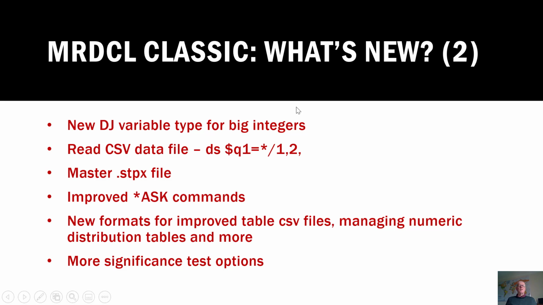We've also brought in a new variable type to cope with big integers, because there's some very big integers that are being analysed now, and that's something that I think people are finding a benefit. CSV files, we can read data directly from CSV files in MRDCL now, so that you don't need to convert it to ASCII as you had to with a routine that we used to have before. That's all native, if you like, to the software.